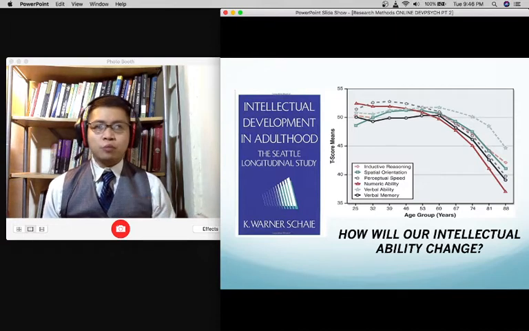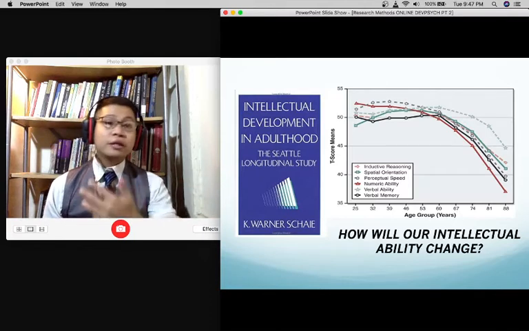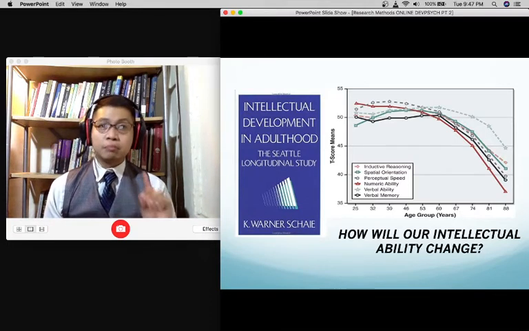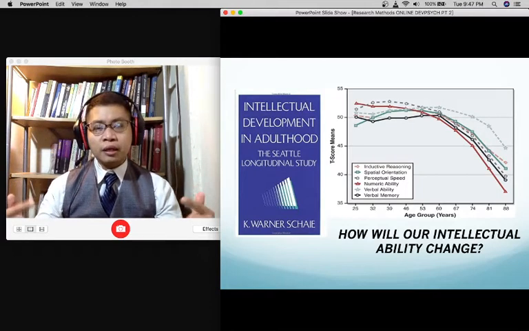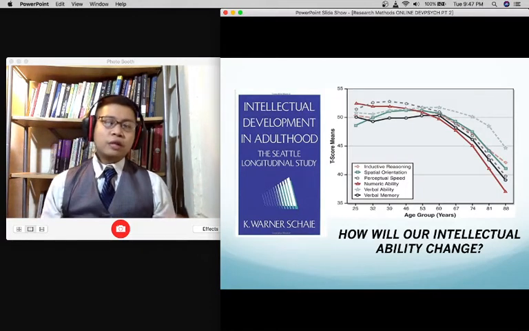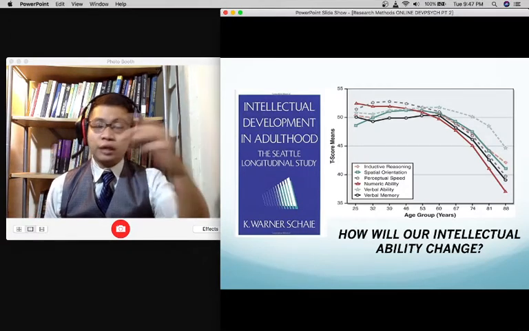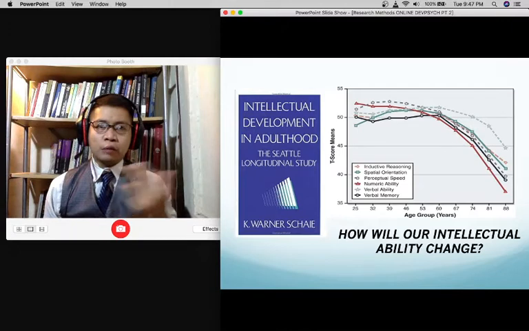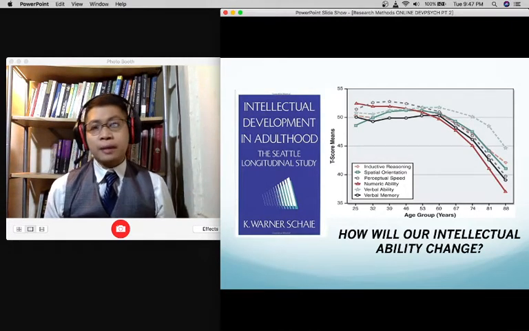And one of the most popular results based on this longitudinal study was that our intellectual capacities as we age will fall down. It will decrease, as you can see on the slide. But it still depends on which mental capacities we are talking about. Different mental capacities will have different rates of decline. Merong mga intellectual capacities na mas mabilis bumaba compared to other intellectual capacities.